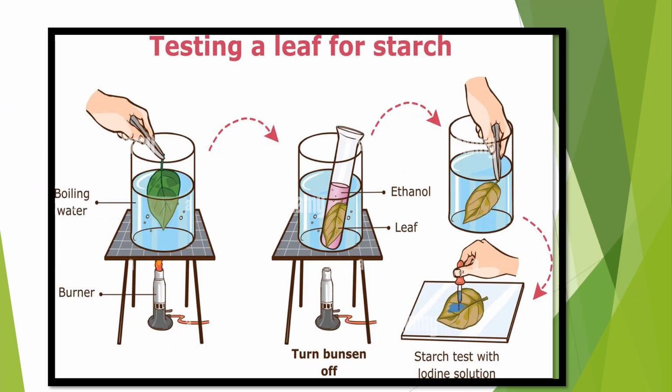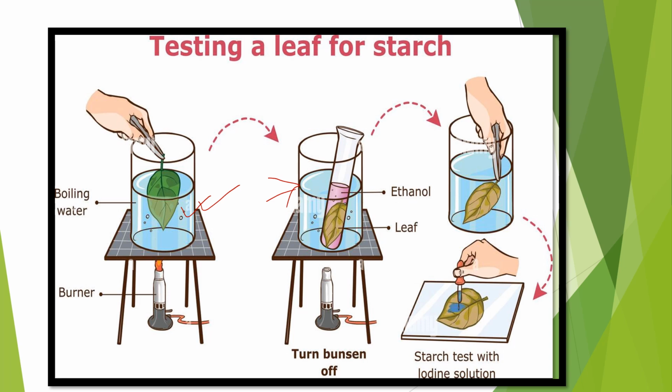Now, this is very important: testing of a leaf for starch. What we are doing is first plucking a leaf from a plant which has been exposed to sunlight for a few hours, and putting it in a test tube containing some boiling water. We are dipping it there for 1 minute, and then taking it out. No changes are seen here. Next, we are trying to boil this leaf in alcohol, ethanol.